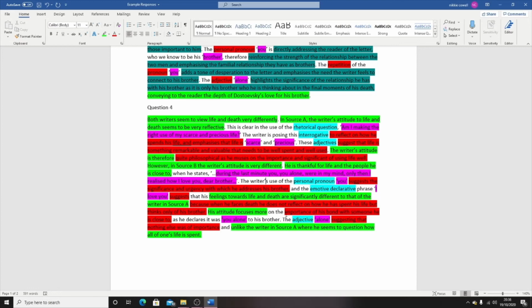His attitude focuses more on the importance of his bond with someone he is close to, as he declares it was "you alone" to his brother, the adjective "alone" suggesting that nothing else was of importance. So I've really explained that and picked that apart for the examiner. Unlike the writer in source A, where he seems to question how all of one's life is spent. So making that comparison and tying it back to the question then.